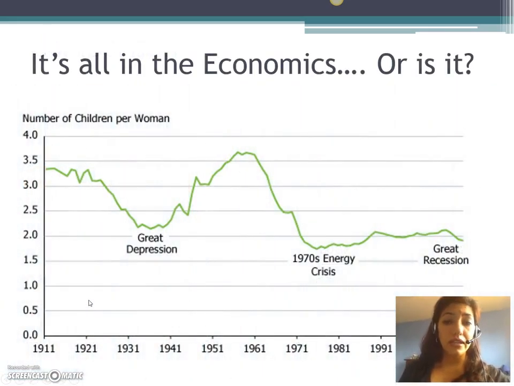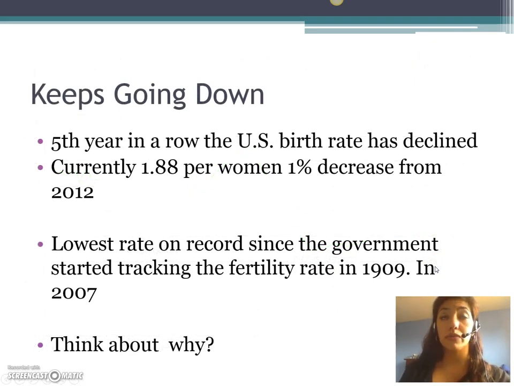Now, is it all in the economics? Definitely, we've seen the greatest drops in the Great Depression, the 70s energy crisis, the Great Recession. That's where we've seen a larger drop. But is there more to it than that? That's what I want to discuss in class. But it does keep going down, by small percentages, a 1% decrease from 2012, but it's still going down. The lowest rate on record since the government started tracking fertility rate in 1909 was in 2007. That's when the Great Recession hit. But overall, even with the economy going back, and even if it bounced fully back, is that number still going to keep going down? Our projections are that it is.